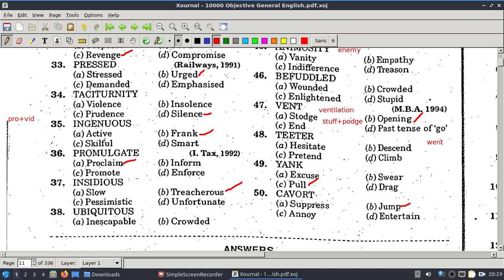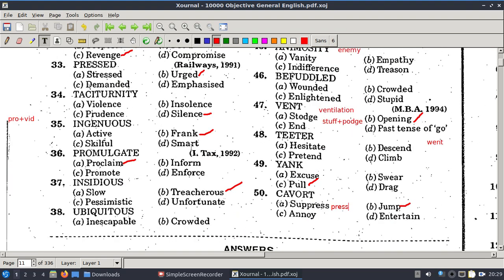It is not suppressing. Suppression is to put an end, often by force. You look at this word, press. Suppression has got a press, so you should remember to press something. That is to put an end by force. That is suppress. Jump, we all know. What is annoy? Annoy is to make someone angry. Okay, that is annoy. Entertain also we know. Entertain is to interest someone or to make someone happy or laugh or to please someone. That is entertain. Sure.